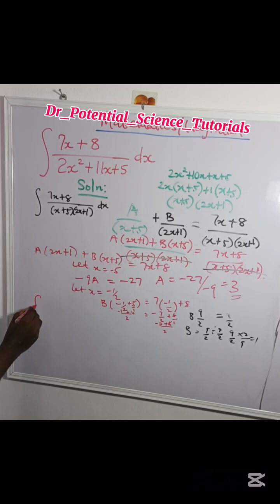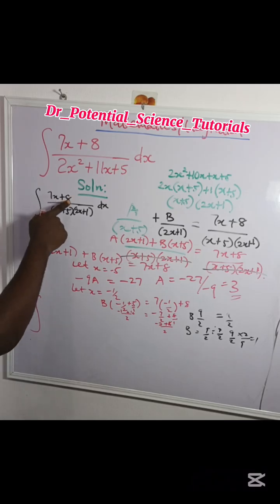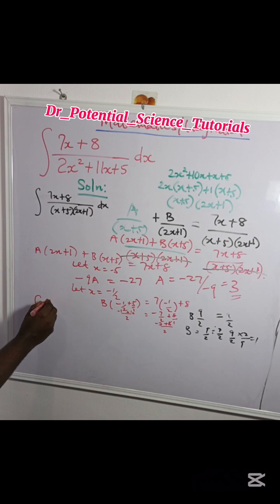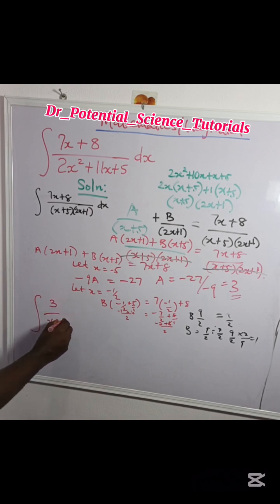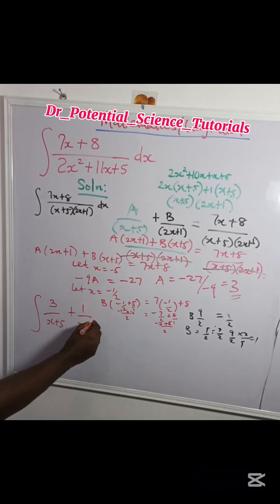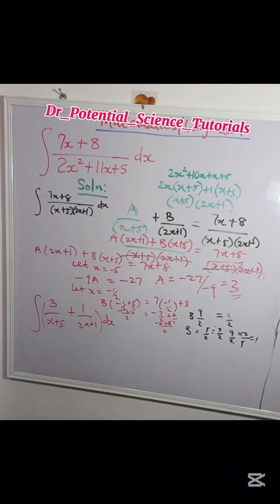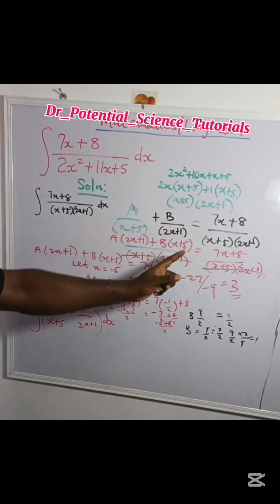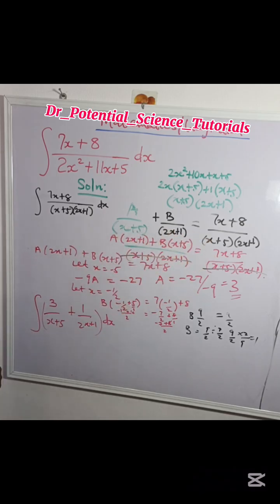So we're not going to come back to this original. So that is the integral. Instead of writing 7x plus 8, I'm going to write a. And what's my a? My a is 3 divided by x plus 5, plus, what's my b? 1 over 2x plus 1. Everything with respect to dx. So can you see? We have been able to transform this into this using what we call partial fraction, solving by partial fraction. So let's go on.